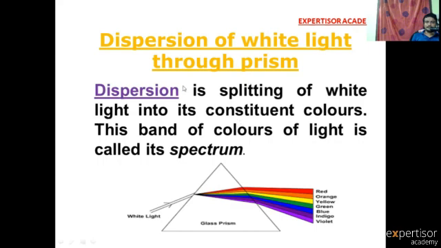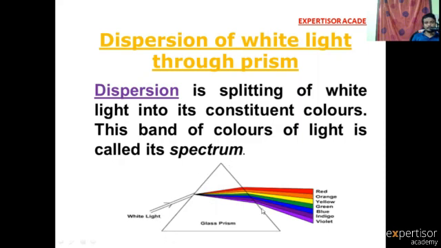So let's verify the dispersion of white light through a prism. Dispersion is the splitting of white light into its constituent colors. This band of colors of light is called its spectrum.